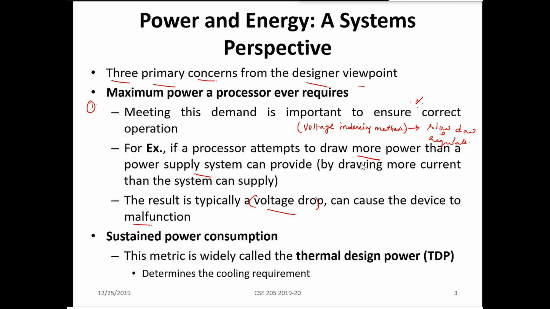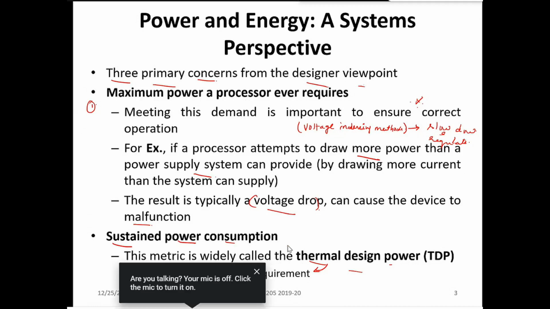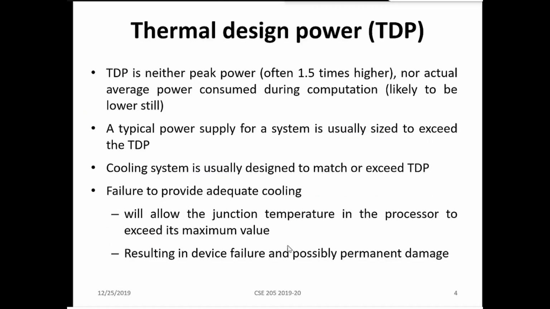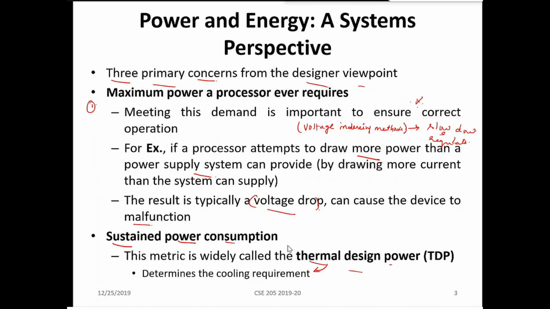The next one is sustained power consumption. Here, sustained refers to a metric called thermal design power. The thermal design power is all about determining the cooling requirement. Because, as I told you, how much power it consumes is not the matter nowadays. How much heat it dissipates is the matter. So accordingly, we have to determine the cooling requirement. That is very important here.